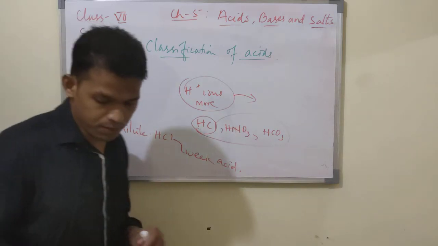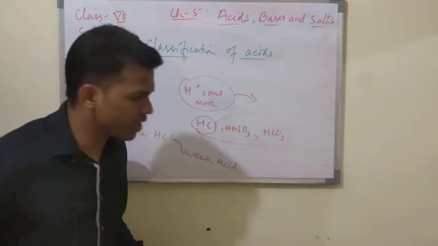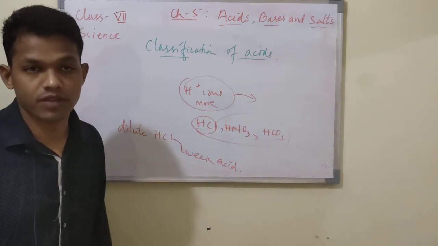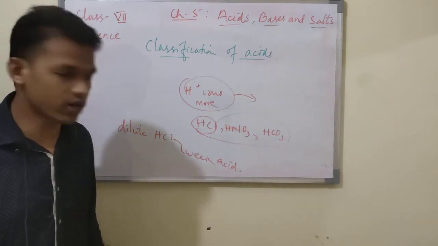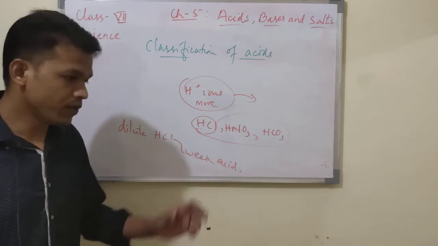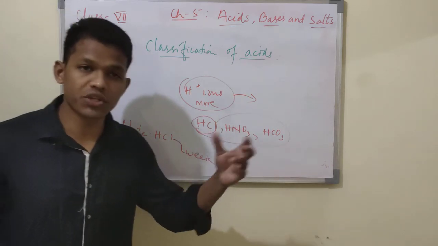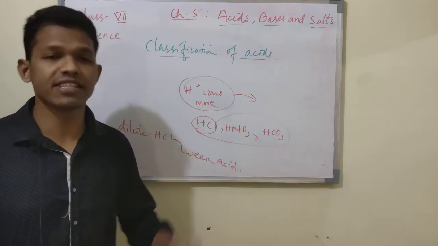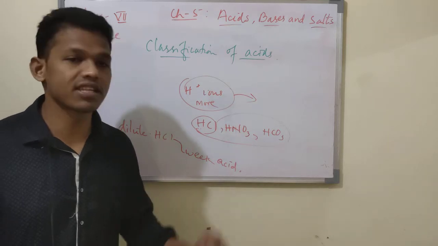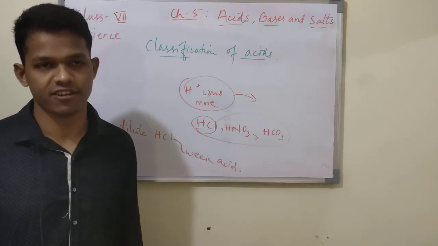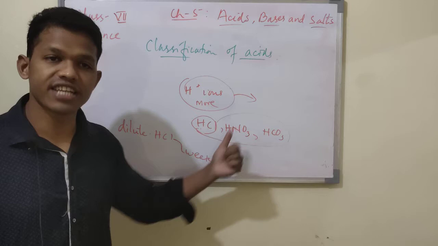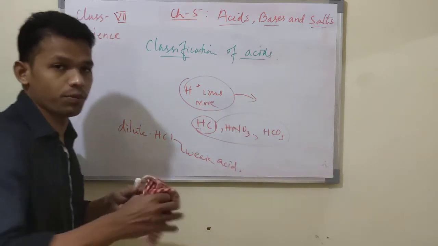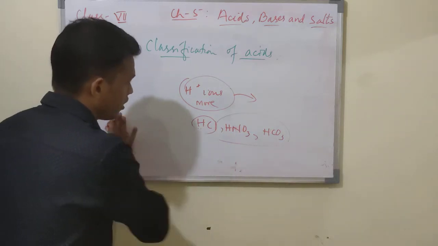Next, we will study the properties of these. And one interesting thing is that strong acid is highly corrosive. Corrosive means what? When these acids come in contact with any metal, wood, cloth, leather, anything, they will damage the surface. They will eat off the surface material. So these strong acids are highly corrosive. Weak acids are less corrosive. Now we'll study the properties of acid. This is very important.